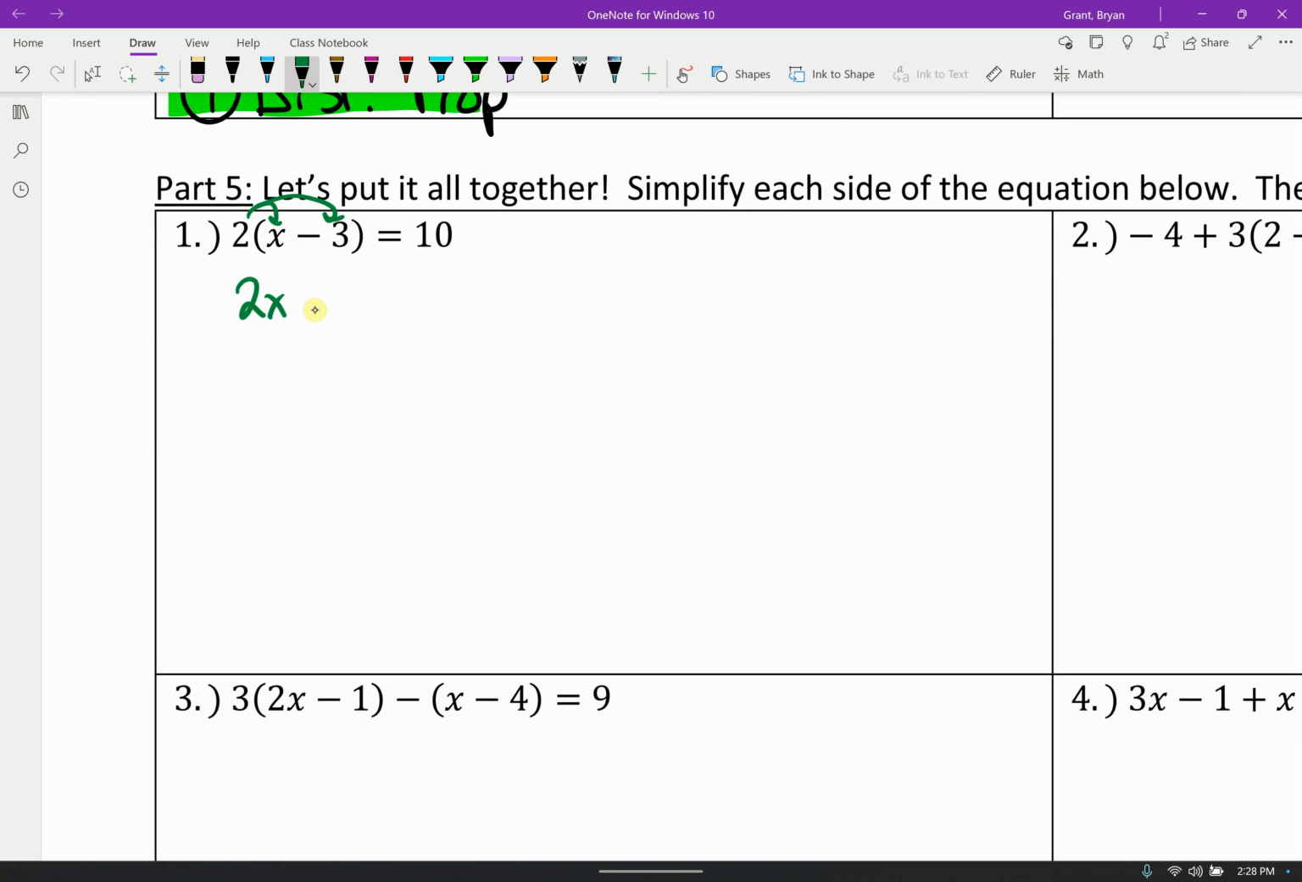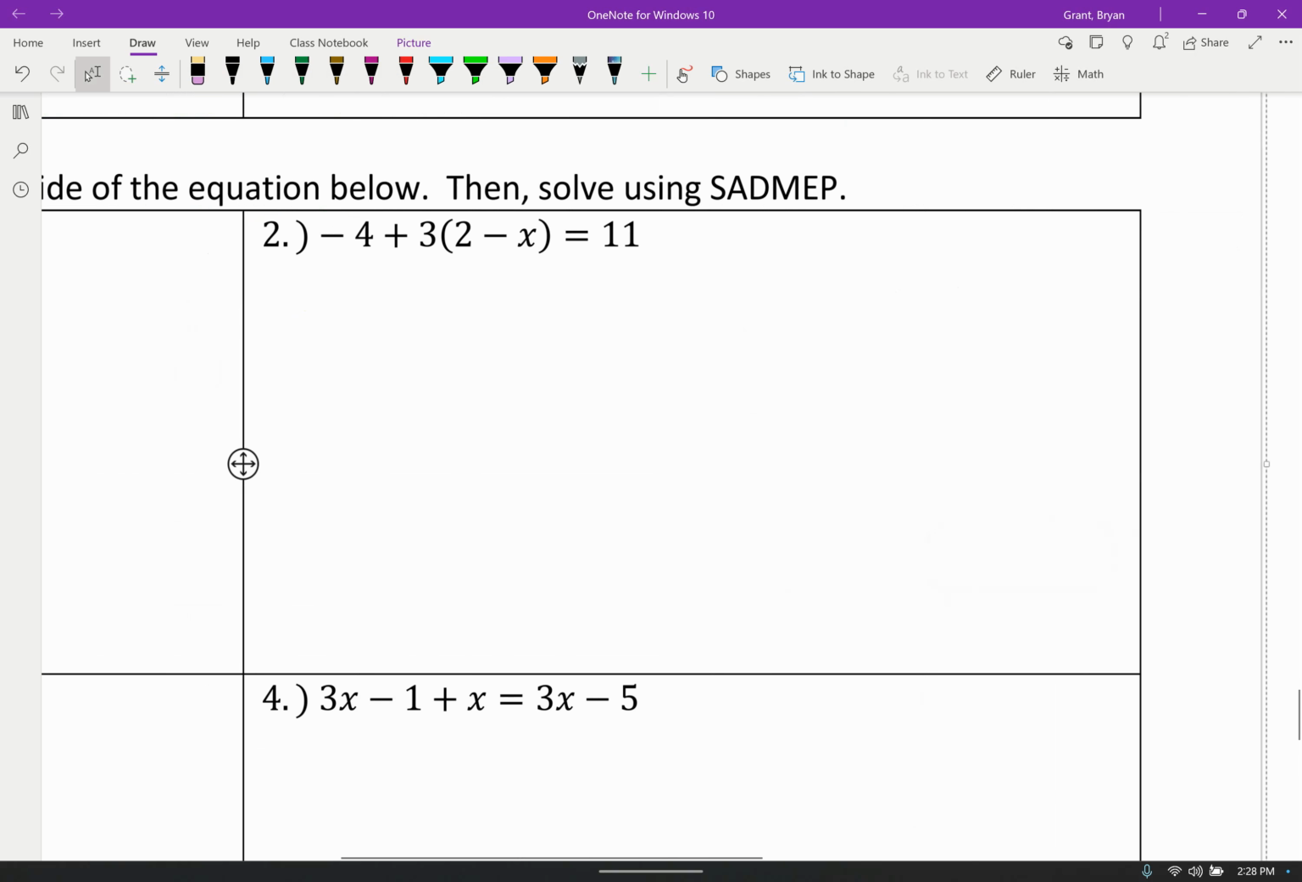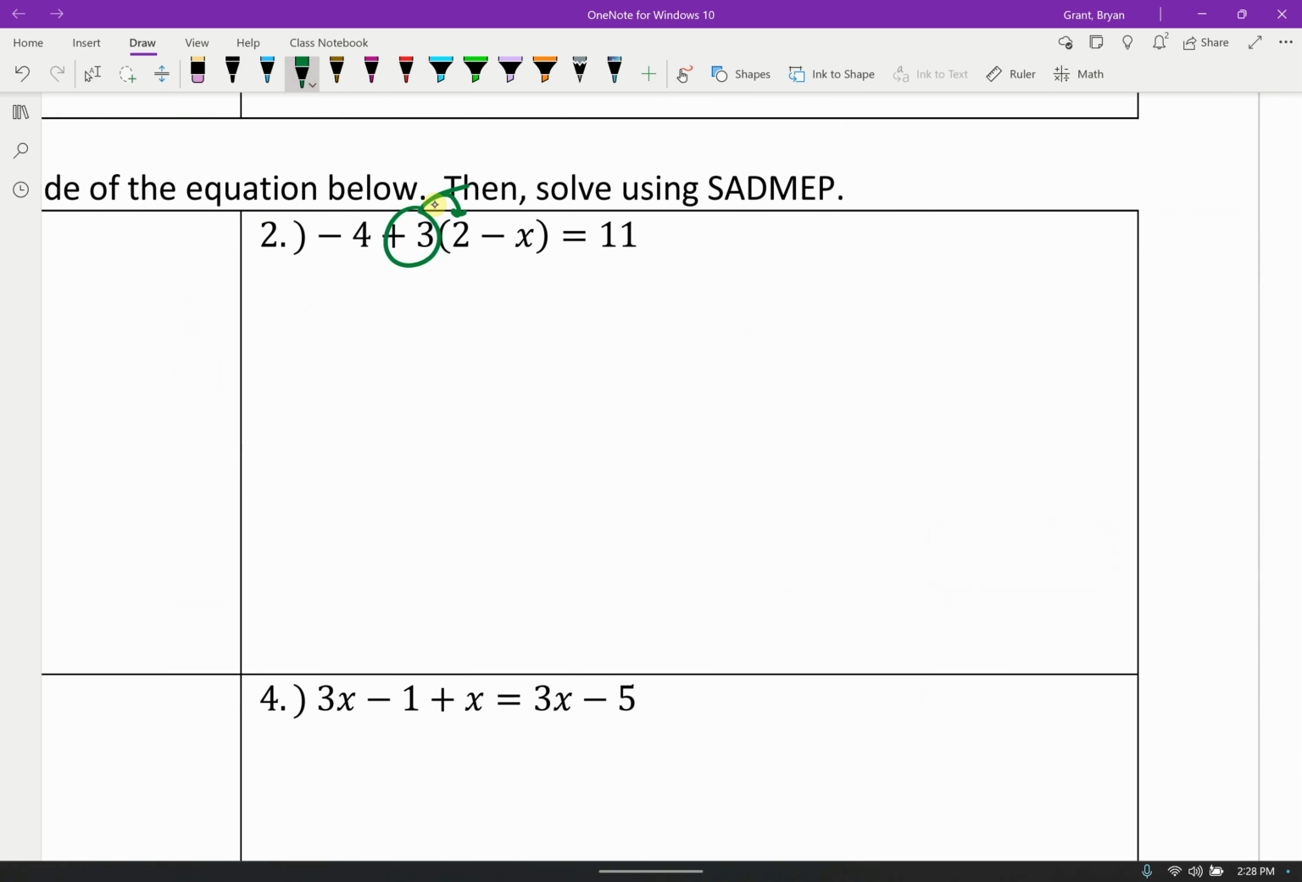2x, and 2 times negative 3 is negative 6, but we write it as a minus 6, equals 10. Okay. Second one, I see distributive property as well, this positive 3. The negative 4 isn't changing, neither is the 11. That gives us positive 6. Positive times a negative is a negative 3x.